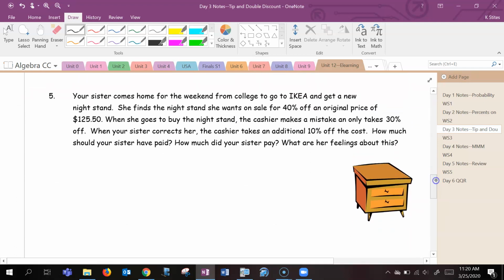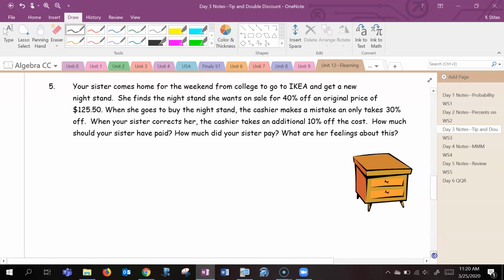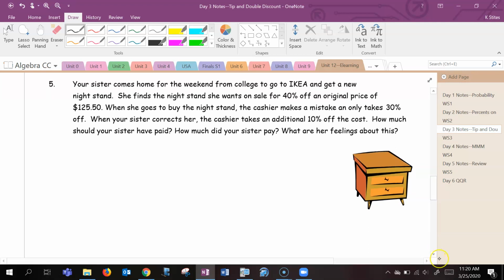All right, so let's try that again. Your sister comes home for the weekend from college to go to IKEA and get a new nightstand. She finds the nightstand she wants on sale for 40% off an original price of $125.50. All right, let's highlight 40% off, and then this is the cost. When she goes to buy the nightstand, the cashier makes a mistake and only takes off 30%. When your sister corrects her, the cashier then takes an additional 10% off the cost. How much should your sister have paid? How much did your sister pay? What are her feelings about this? All right, well, let's try both situations.